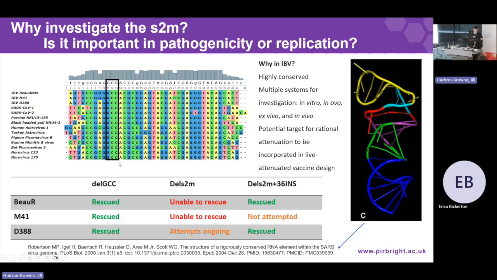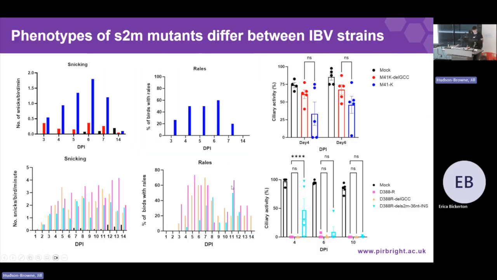To investigate what role the s2m might have in the viral process of IBV, we generated a range of mutants, and I'm just going to talk about 2 of them today. The first one is a deletion of this highly conserved GCC trinucleotide motif, and all 3 strains of virus with this mutation were able to be rescued and characterized. The other obvious one was to delete the 41 nucleotides that correspond to the s2m sequence. So far, through many rescue attempts for all 3 strains, this has not been successful.